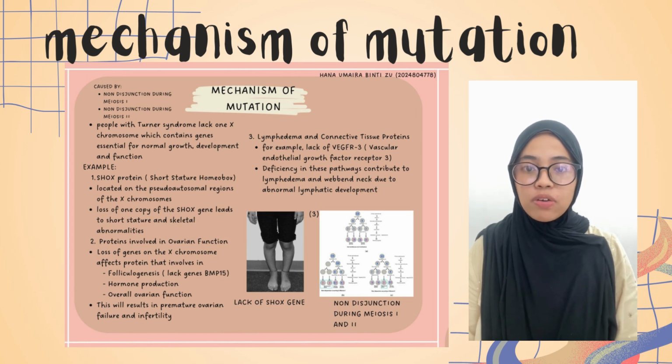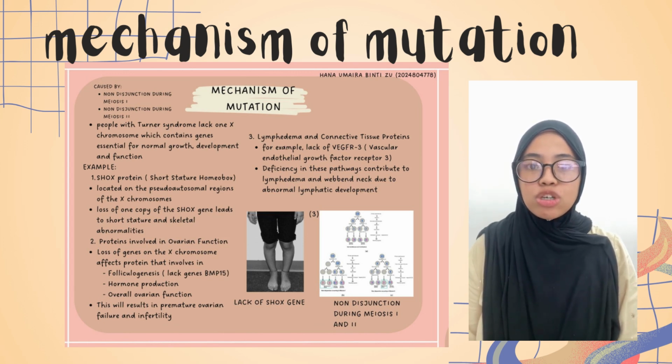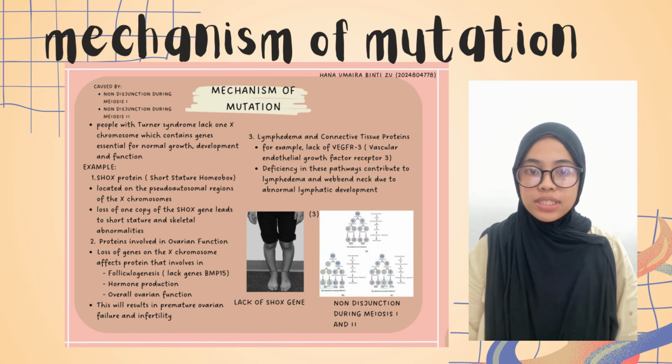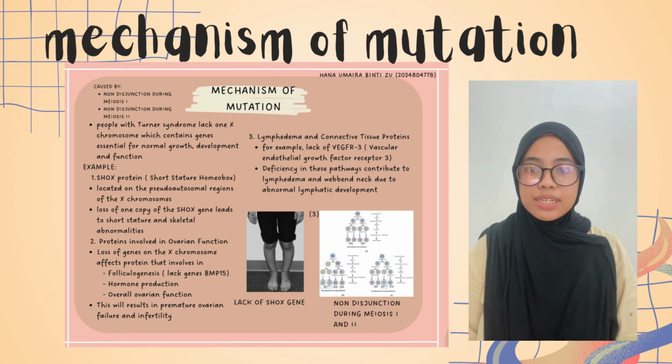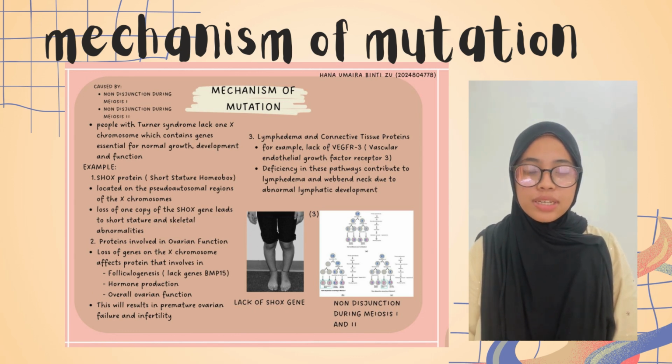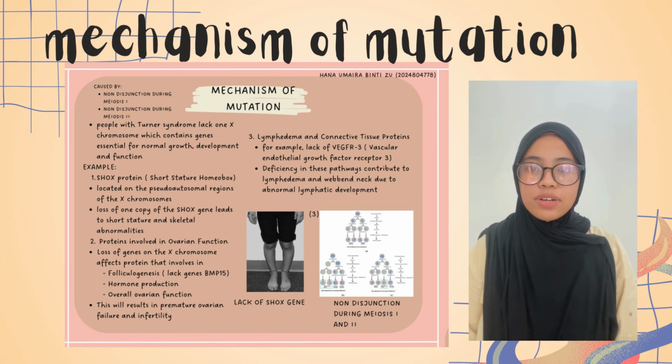Loss of one copy of the SHOX gene leads to short stature or skeletal abnormalities, which are shortened limbs and a high arched palate. Other than that, there are proteins that are involved in ovarian function. Loss of genes on the X chromosome affects proteins involved in folliculogenesis, such as the lack of gene BMP15, hormone production, and overall ovarian function. This will result in premature ovarian failure and infertility.